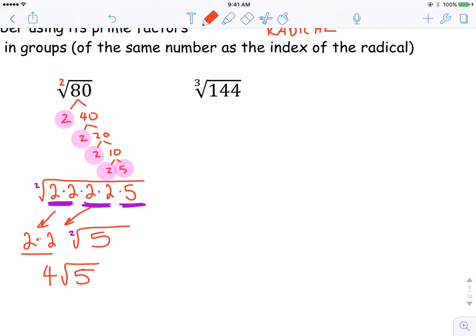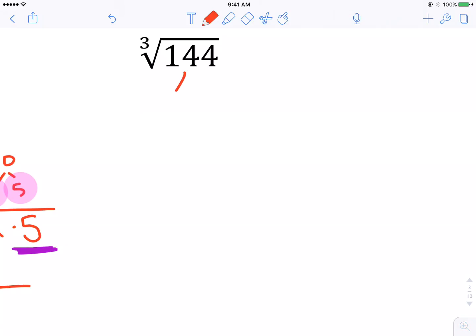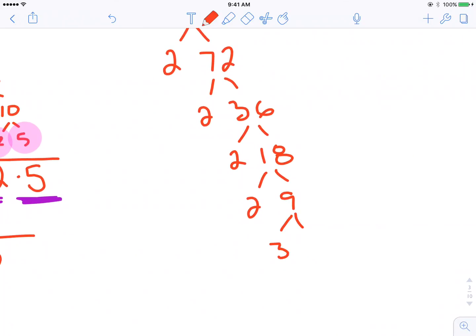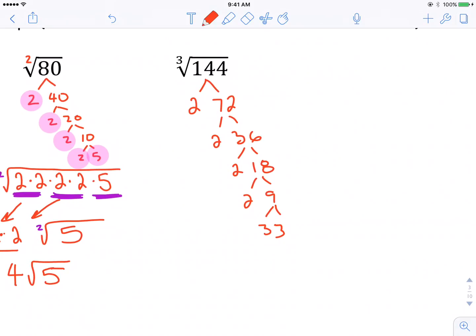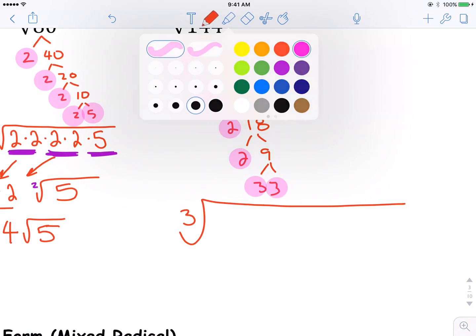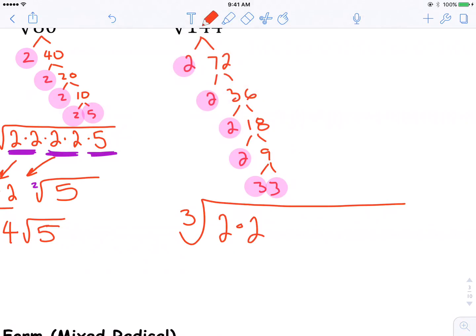Cube root of 144. First step, prime factorize 144, which is 2 times 72, which is 2 times 36, which is 2 times 18, which is 2 times 9, which is 3 and 3. 3 times 3. Write out my prime factorization while I'm dealing with the cube root of 2 times 2 times 2 times 2 times 3 times 3. 2 times 2 times 2 times 2, 1, 2, 3, 4, times 3 times 3.